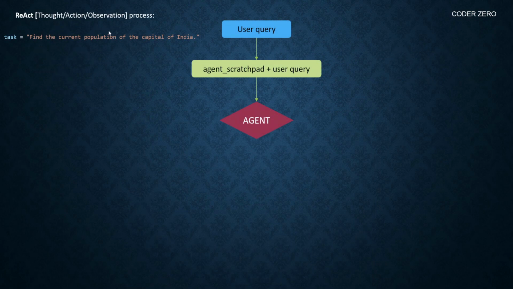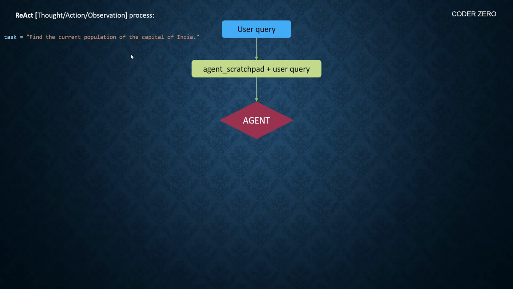So here, let's say this is the task: find the current population of the capital of India. So what will it do? It will take this user query and add that query to an agent scratchpad. So right now the agent scratchpad is empty.